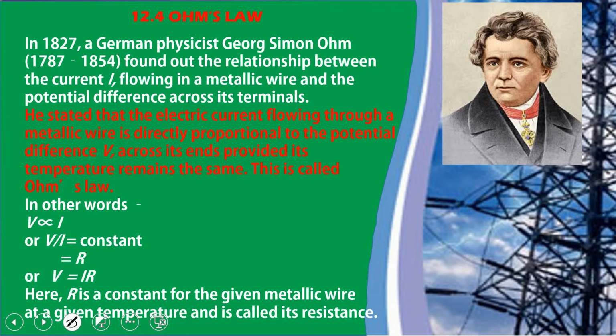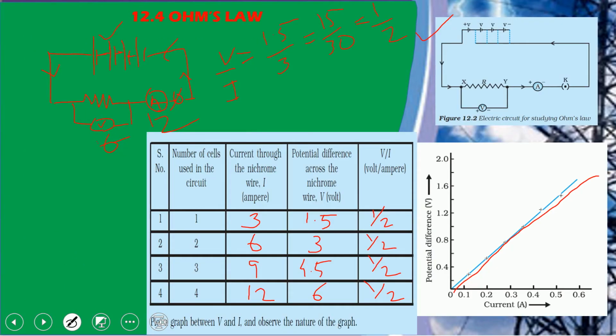That is, you change the potential difference. While you are changing the potential difference, what also will change? I will also change. Understand? But the ratio will remain constant. That is what he told. Here directly means when one is increased, the other is also increased. When the potential difference is increased, the current flowing through the conductor is also increased. It is called directly proportional.